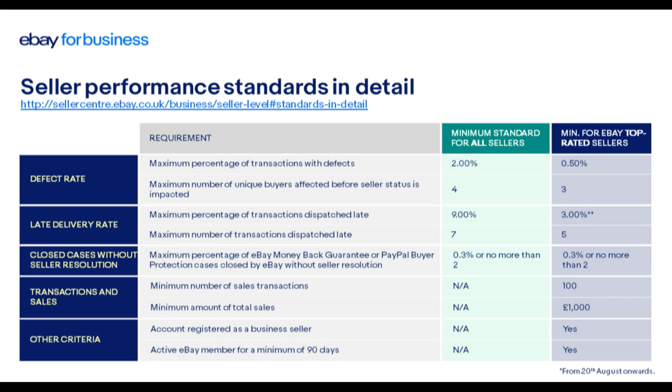On screen now, you'll see a summary of the key points for seller performance standards. You can see a more detailed breakdown on the Seller Centre. Just search for Seller Level Standards. For all levels of seller, we measure the same elements of a transaction with different thresholds set to help us determine your standing. When we consider our minimum standard, we look at a maximum defect rate of 2% and a late shipment rate of no more than 9%. To become top rated, we expect sellers to go a little bit further.